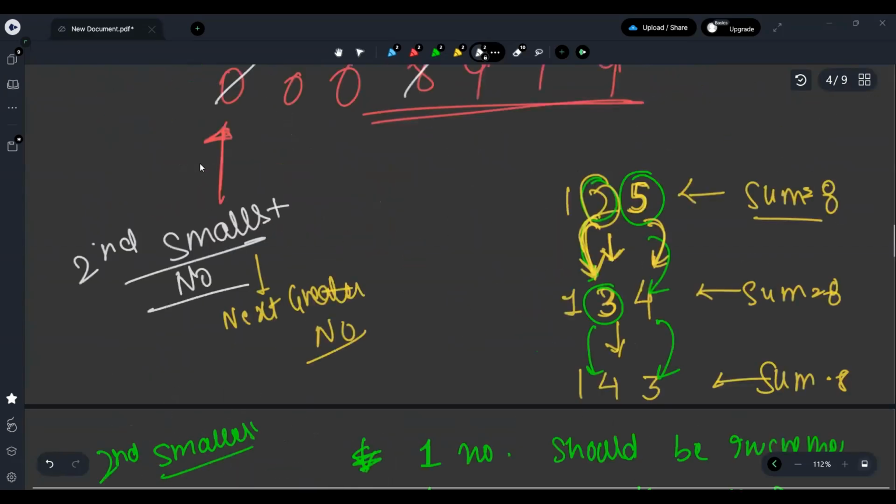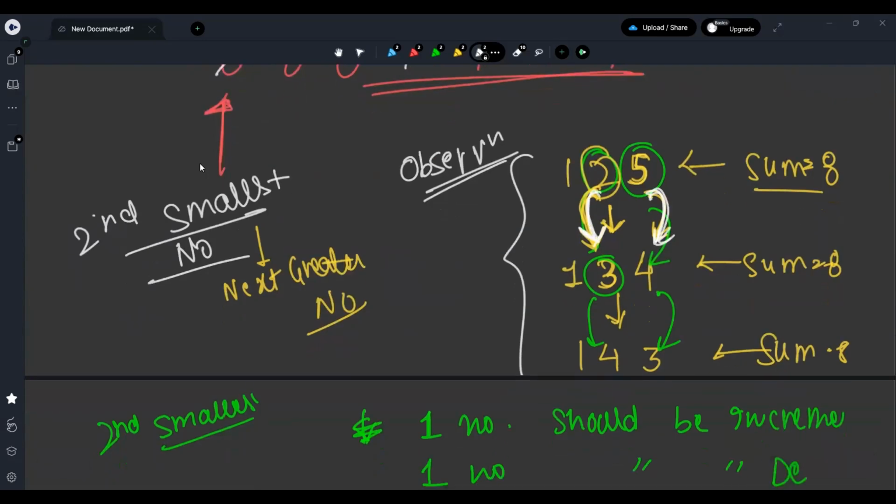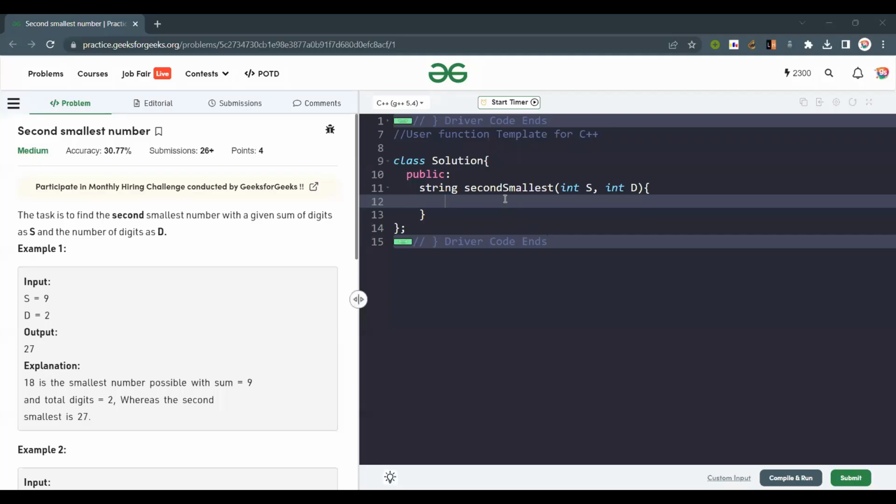This is an observation, with no particular reason: the number is incremented, the last number is decremented, and the second last number is incremented. This is the observation. So let's do the code and understand it side by side.